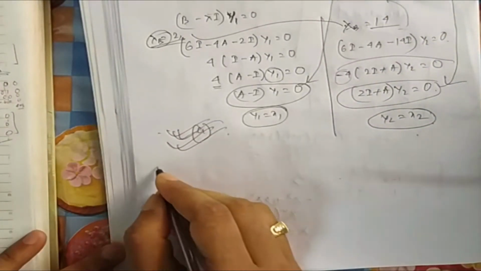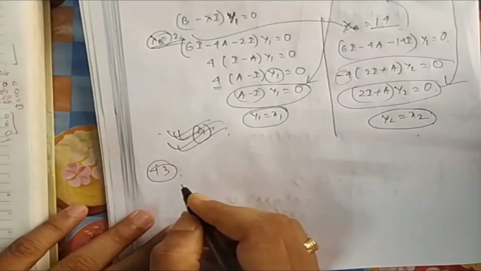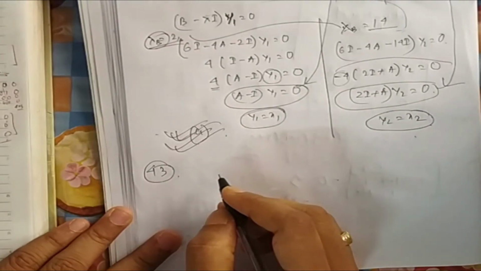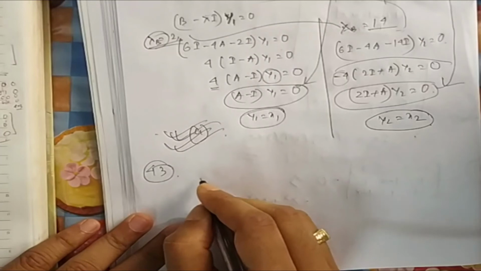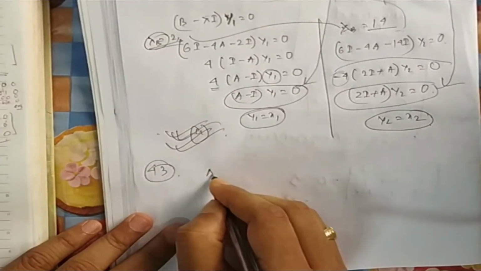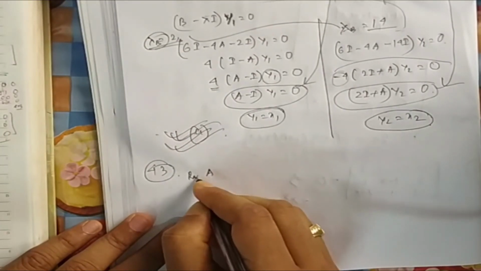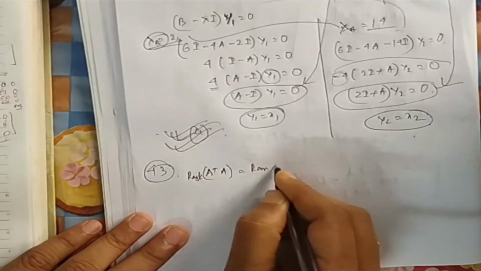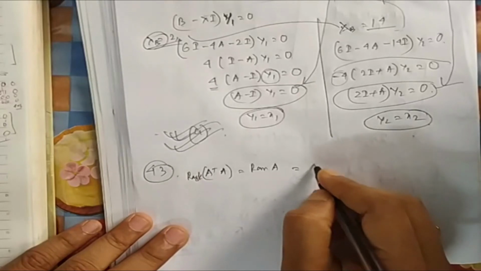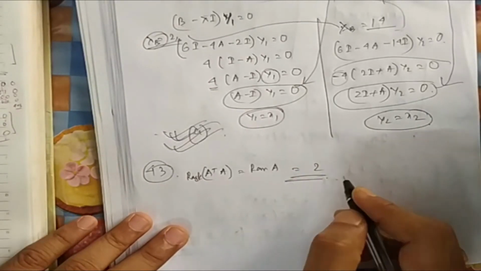I think the last one for today, that is 43. A is a 4x3 real matrix with rank 2. Which of the following is true? Yesterday I have already discussed this one. The rank of A transpose A should be equal to the rank of A. There is a theorem. Because it is 2, that's why the answer will be equal to 2.